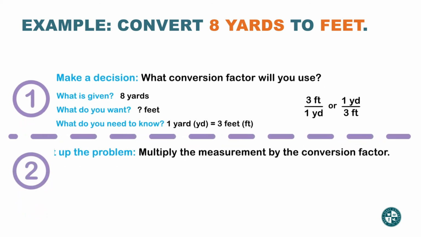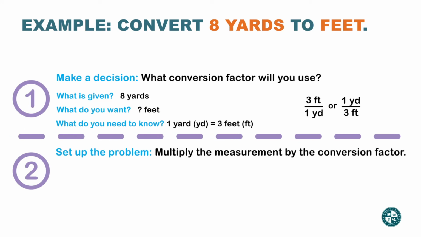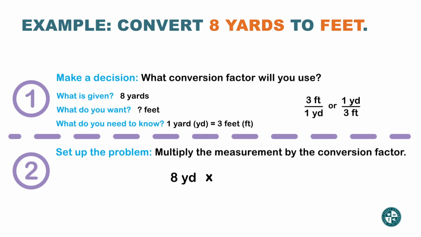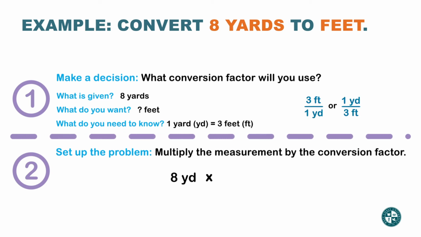Now, how do I set up this multiplication? Well, remember that you want to take the 8 yards and you want to multiply by one of these 2 fractions. How do I know which of these 2 fractions I'm going to multiply the 8 yards by?